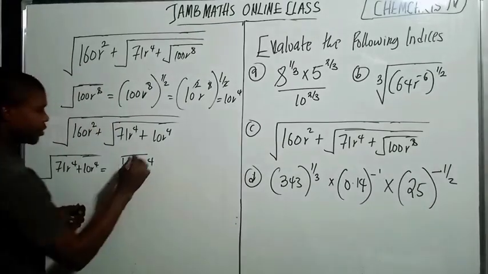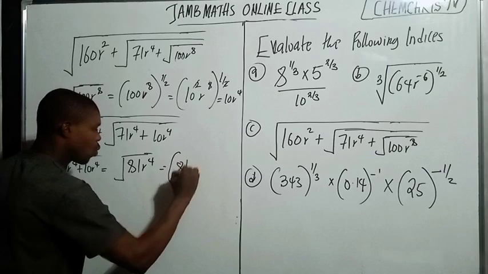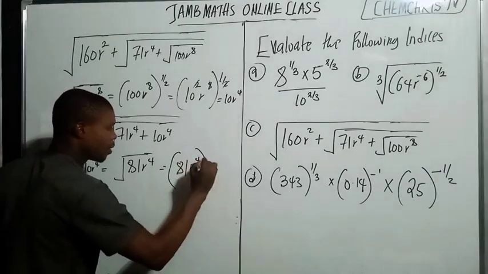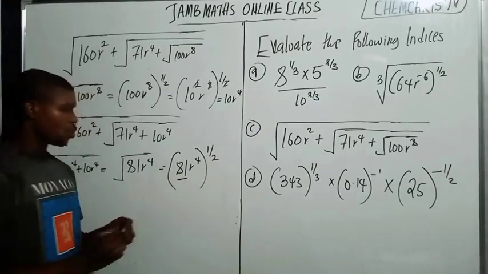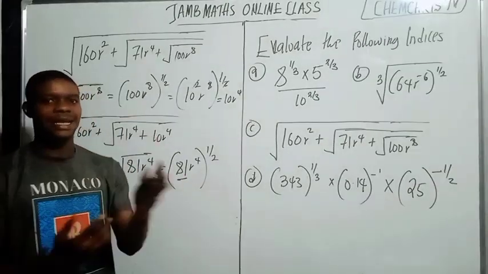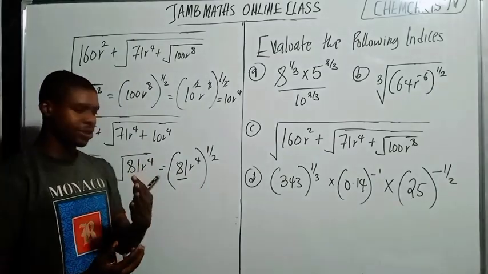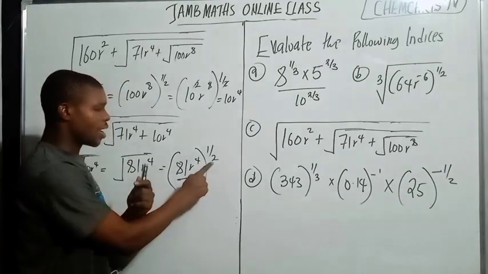Now what are you going to do here? Now this is also the same thing as what? 81 raised to 4 raised to 1 over what? 2, right? So now let's break 81 down. What can you multiply twice to give you 81? So it's going to be 9. 9 times 9 is 81. Do you understand? So now the main reason why we use 2, because here you have 2 here.